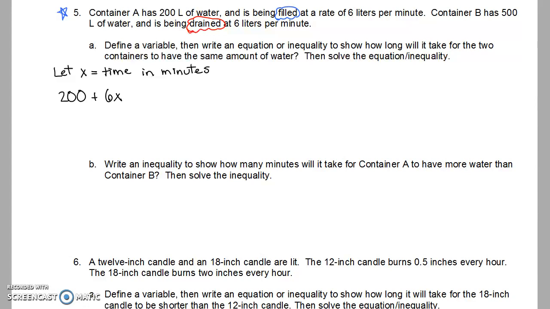Container B has 500 liters of water and it's being drained at 6 liters per minute. Because we want to know how long it will take for them to have the same amount of water, that means we're going to put an equal sign between container A and container B. Now is a good time to hit pause so that you can solve the equation yourself.